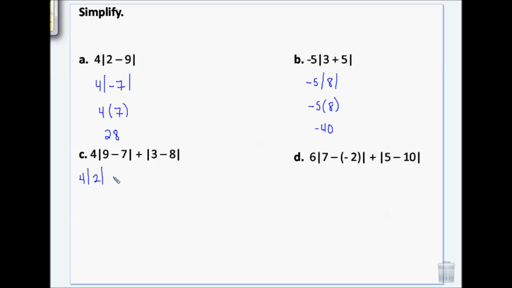9 minus 7 is 2, and 3 minus 8 is negative 5. Absolute value of 2 is 2. The absolute value of negative 5 is positive 5. 4 times 2 is 8. Plus 5 is 13.